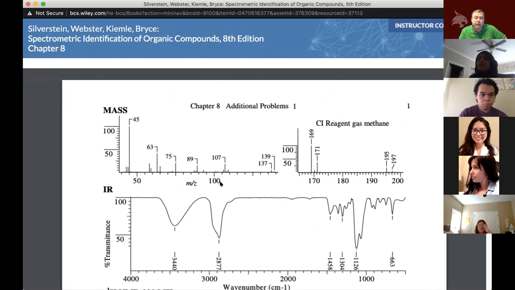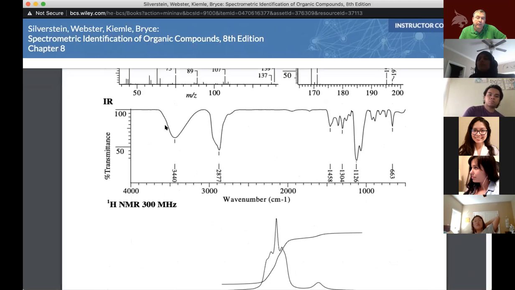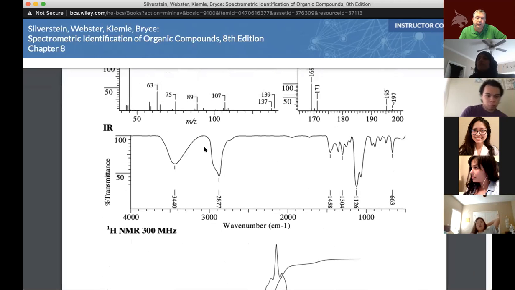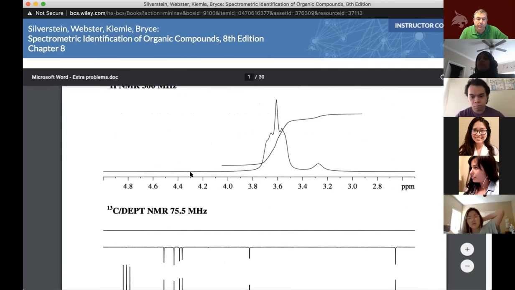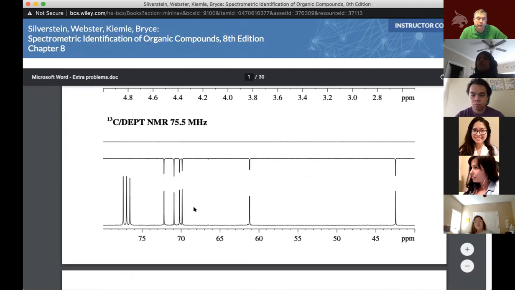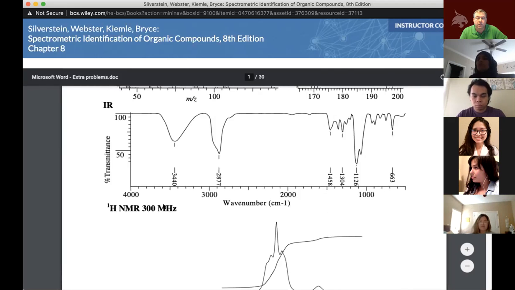I think we're looking at probably not a nitrogen, probably oxygen substitutions at this point. We have 1, 2, 3, 4, 5, 6 kinds of carbons.